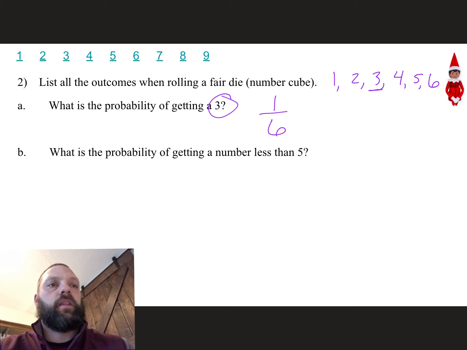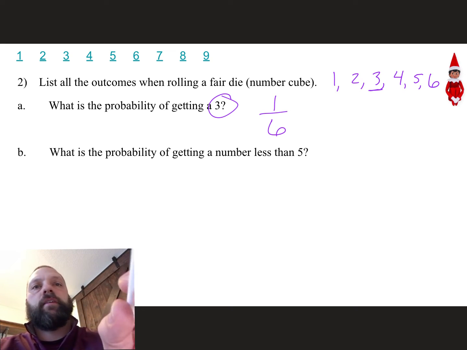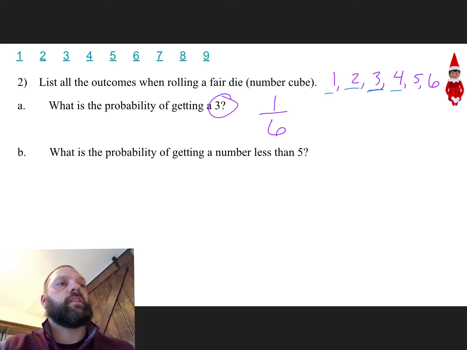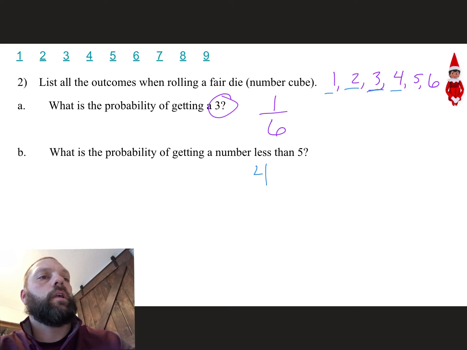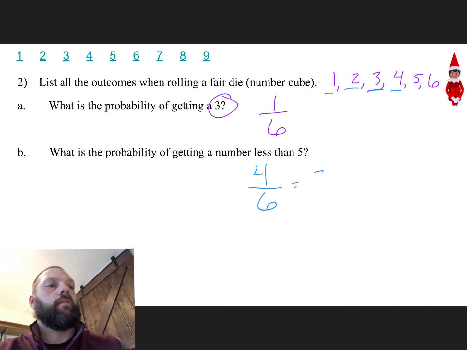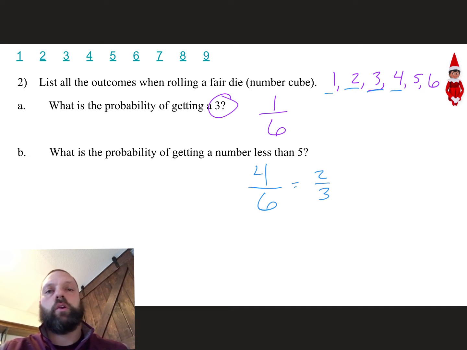You don't have to worry about writing it as a percentage or anything like that. B, what is the probability of getting a number less than 5? All right, so on this one now, we have 1, 2, 3, 4. 5 is not less than 5, so I have 4 out of 6. And again, some people might have written it as 2/3. Totally okay. You don't have to simplify the fraction if you don't want to.